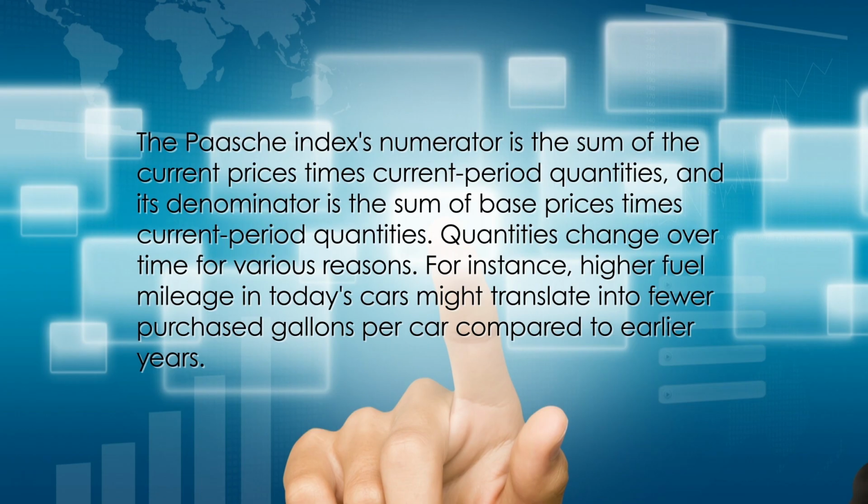So quantity changes over time for various reasons. For instance, higher fuel mileage in today's car might translate into fewer purchased gallons per car compared to the earlier year. So if we look at Laspeyres versus Paasche index, there are certain advantages and disadvantages which Laspeyres has, and on the other hand, Paasche has. So if we compare, we find out when Laspeyres is most appropriate and when Paasche is the better choice. We have to see as per the circumstances and then decide which methodology is going to be best.